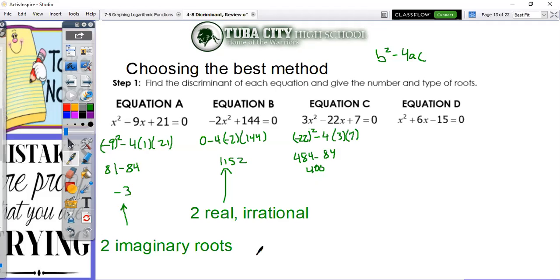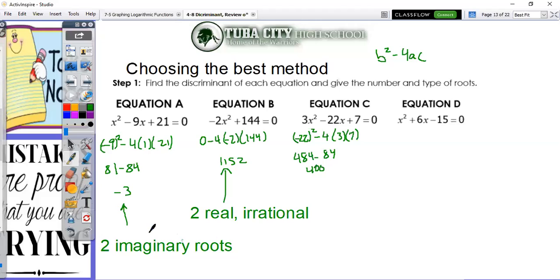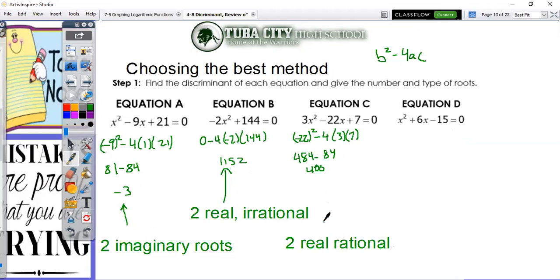And I'm pretty sure this is a square number, but just to show you, 400, take the square root, we get 20. So that means that it is a perfect square number. So that means that we will have two real roots, and they will be rational. And this is a pretty good candidate for factoring. I mean, I'm looking at this, and 3 times 7, you know, that's like one number off from 22. So I'm thinking factoring is going to work pretty well for that one.